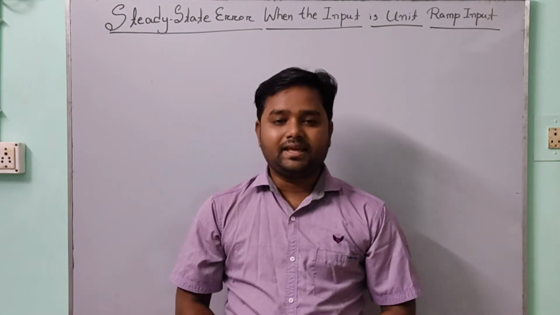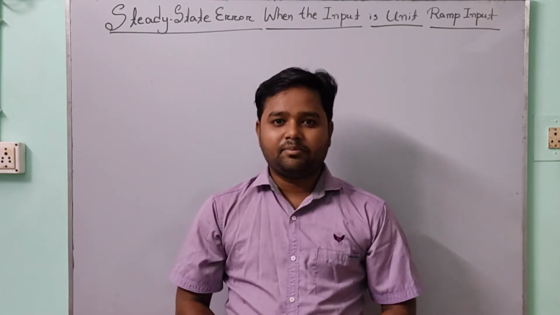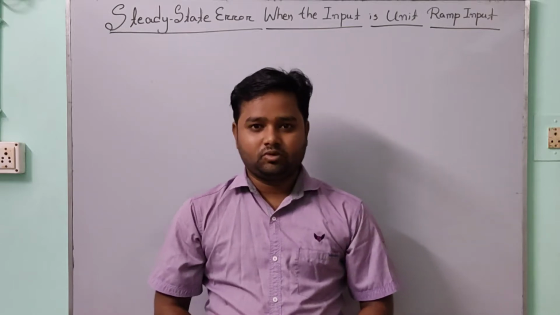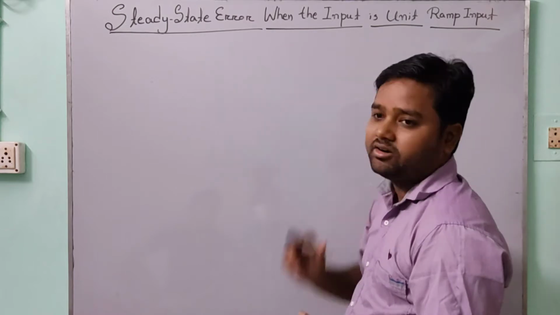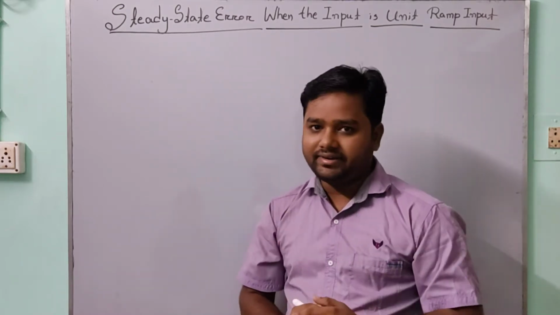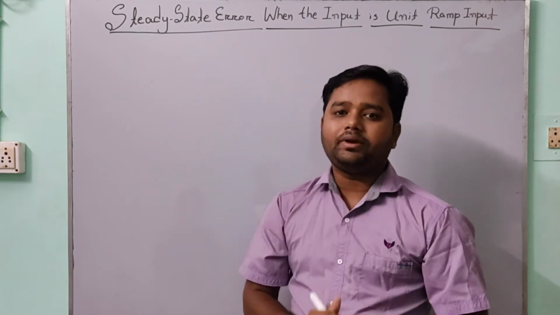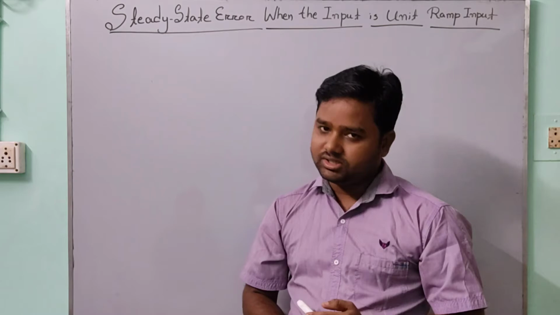In this video, we will study steady state error analysis for the unit ramp function. Okay, let's start the class. Steady state error means the error which occurs when the time is infinity. In the frequency domain, we have studied that the error occurs when S tends to 0.